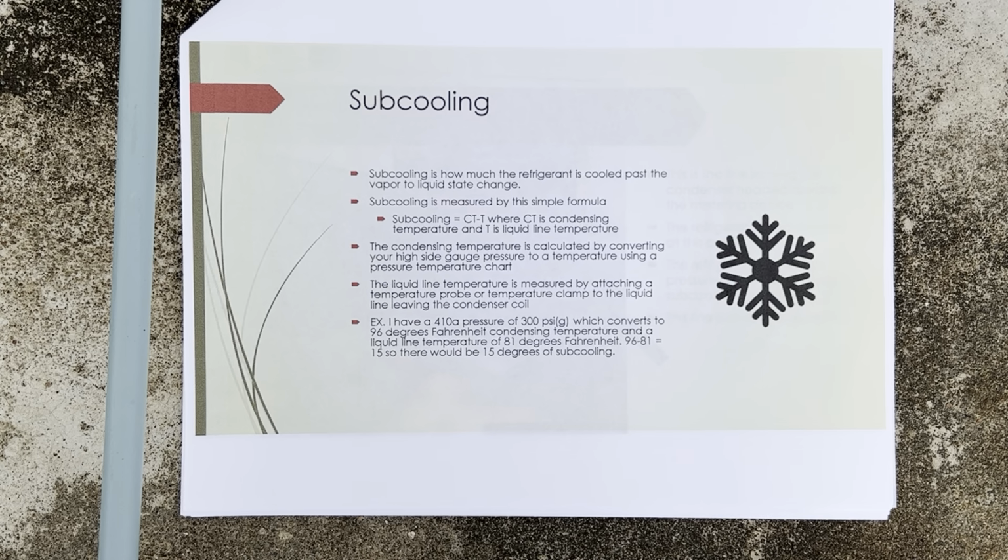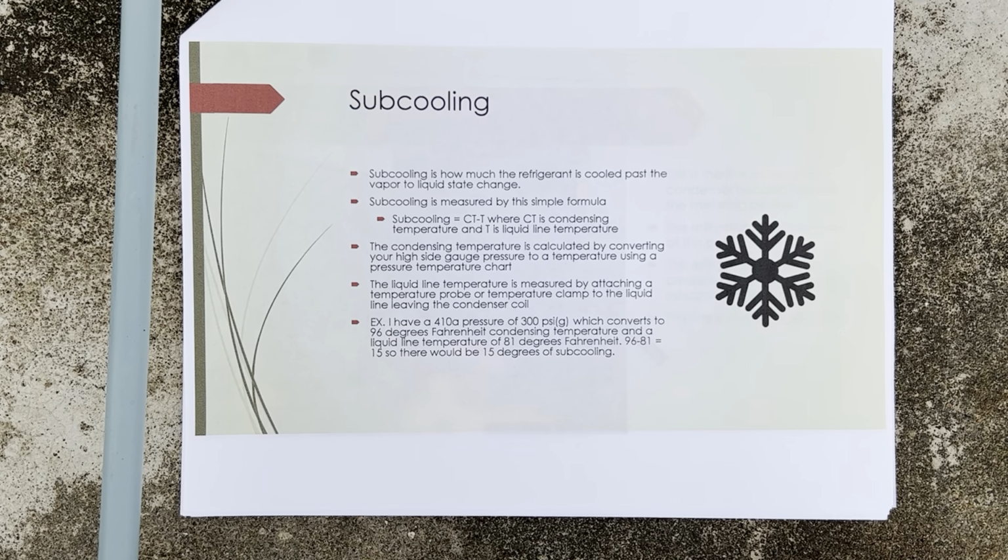I mentioned that term in the last video, but I didn't really describe how to measure that, where we get that, or what that number means. So subcooling is measured by this simple formula. Subcooling equals condensing temperature minus T, where T is the liquid line temperature.